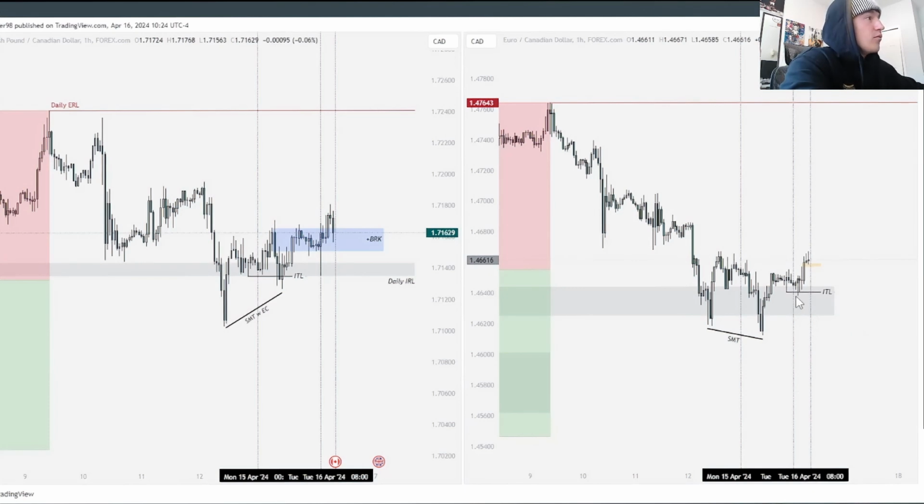So if you look at EuroCAD and you look at GBPCAD, what do you notice as similarities? We talked about this being a long-term low, short-term lows being created here, an intermediate term low swept, and price pushes up higher. The same thing happens here. We create SMT. This is our labeled long-term low now on EuroCAD.